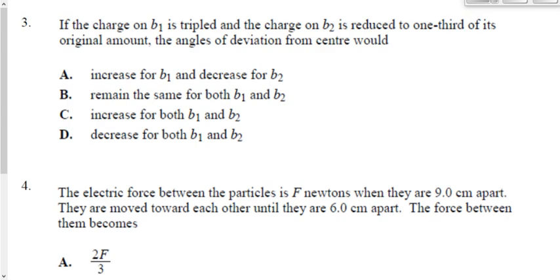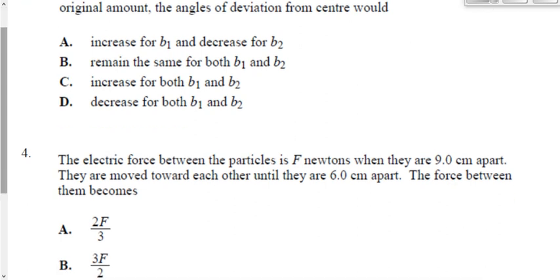Now, number three says if the charge on B1 is tripled and the charge on B2 is reduced to 1/3 of the original amount, what's going to happen to the angle of deviation? Well, if one charge is tripled and one charge is cut by a factor of 3, then the force is going to remain the same, right? If the force remains the same, what's going to happen to the angle? It's going to stay the same. It doesn't matter that one has more charge than the other. The force acting on one is equal and opposite to the force acting on two. The forces are the same. And just because we cut one by a factor of 3 and increase one by a factor of 3, the force remains what it was, so the angle of deviation will remain what it was.